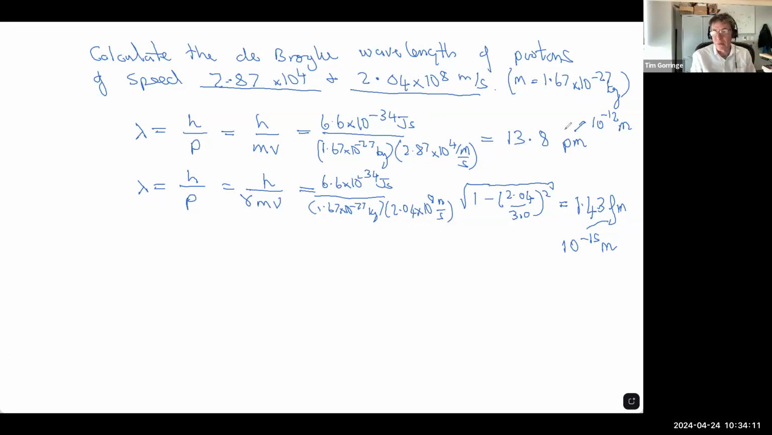Anyway, that was an example of de Broglie waves for a proton. It was an example where we had to be a little bit careful about these speeds. If the speeds are non-relativistic, you can use the non-relativistic expression for momentum, mv. But if the speeds are relativistic, you've got to use the relativistic expression for momentum. That's gamma mv, mv times the Lorentz factor.